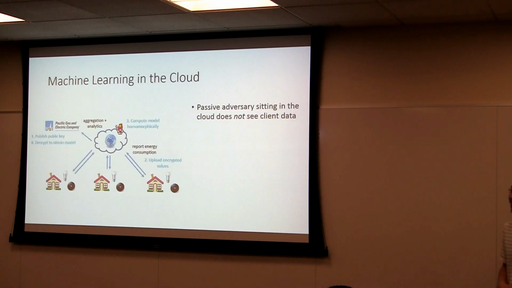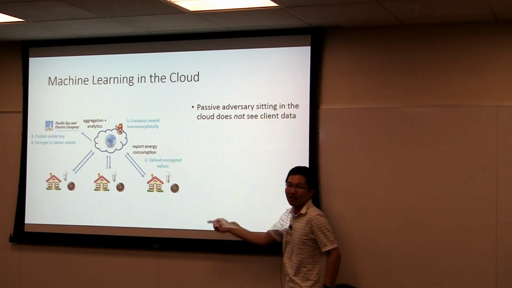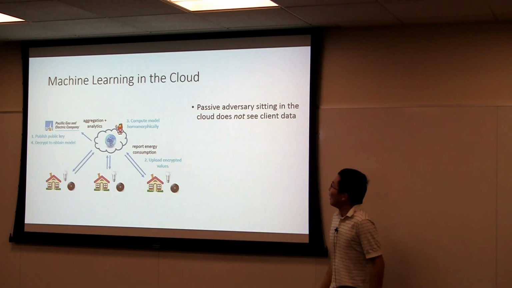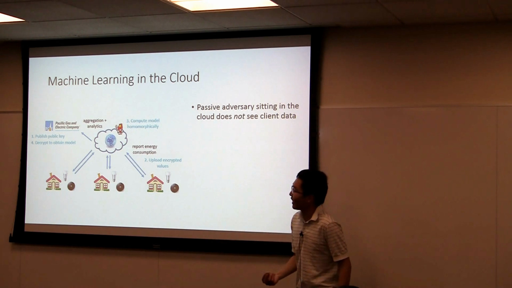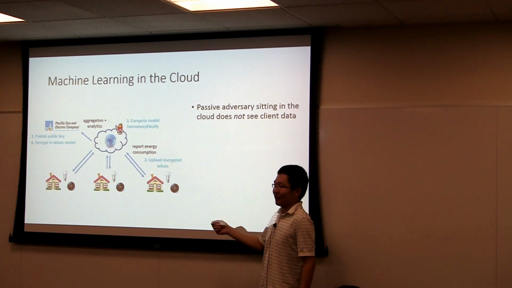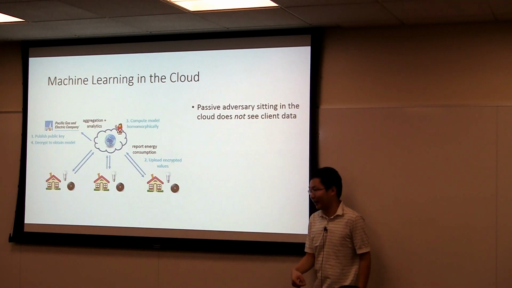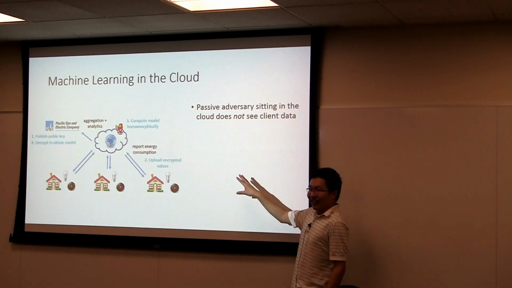OK. So now let's consider, what does an adversary see? Suppose now the cloud is compromised. So our adversary now sits on the cloud. And basically, because of the semantic security of the homomorphic encryption scheme, this adversary always sees the ciphertext. And ciphertext cannot reveal any information about the underlying plaintext. So therefore, a passive adversary that sits on the cloud does not see any client data.